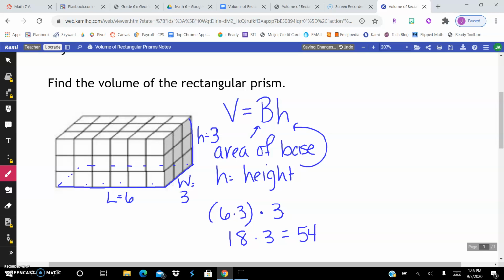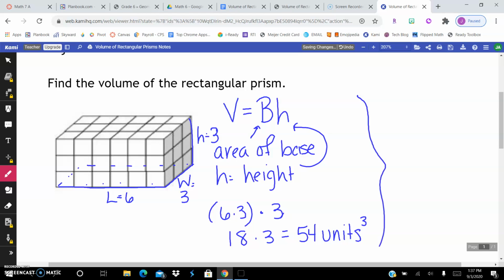Now when finding volume and writing the answer, you need to make sure that you label it. We have no idea if this is inches or feet or miles or what the size of these boxes are. So we're just going to use the word unit. So this one is 54 units cubed. We use that 3 because it is a 3-dimensional figure.